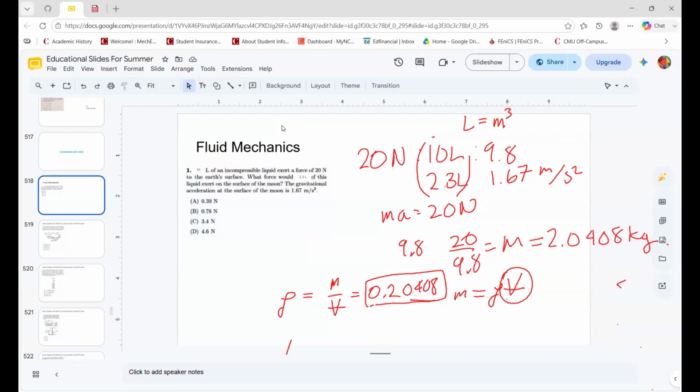So if I have a new volume of 2.3, then 2.3 multiplied by density equals a new mass, which equals 0.46938 kilograms. That makes sense: significantly less volume with the same density. Oh wait, did I put multiplied by 9.8? I meant to say multiplied by 1.67.